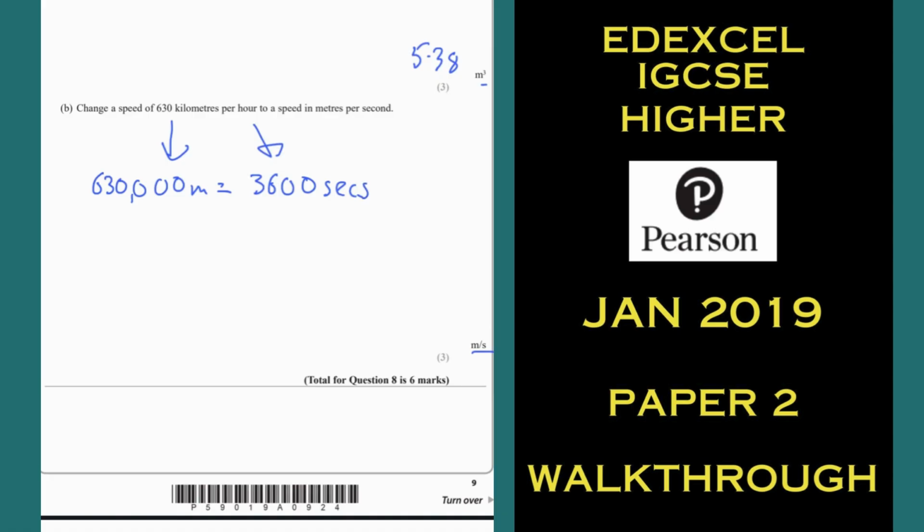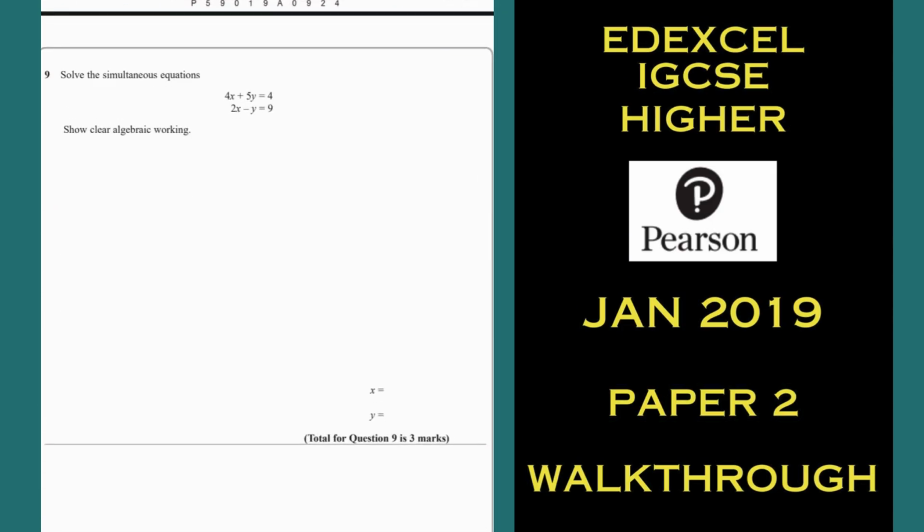You've changed it from kilometers per hour into meters per 3,600 seconds. But what does meters per second mean? It means we don't want how far it travels in 3,600 seconds. We want how far it travels in 1. So we've got to divide by 3,600. We get a nice 175 for our answer.